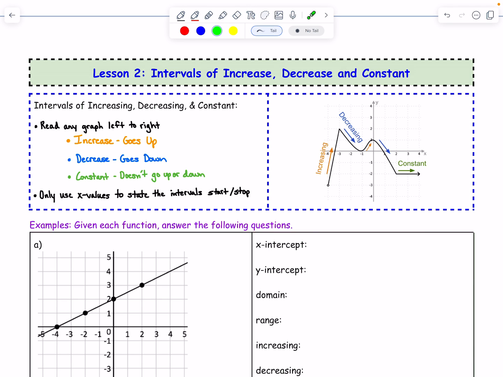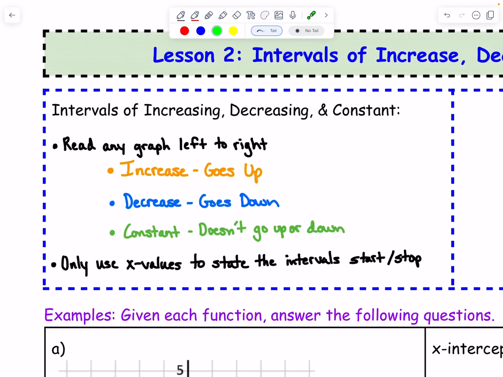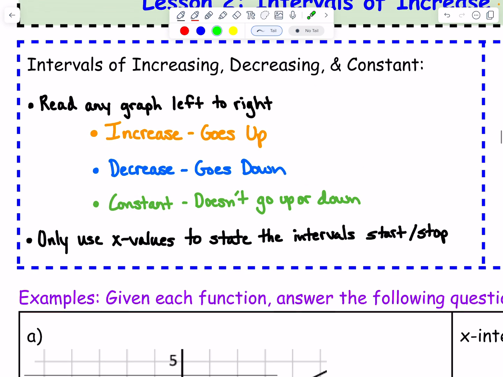In this video, let's take a look at intervals of increase, decrease, and constant. So intervals of increasing, decreasing, and constant. We always want to read any graph from left to right. Increase intervals will go up as you go from left to right on the graph. Decrease intervals are going to go down, and constant intervals don't go up or down.